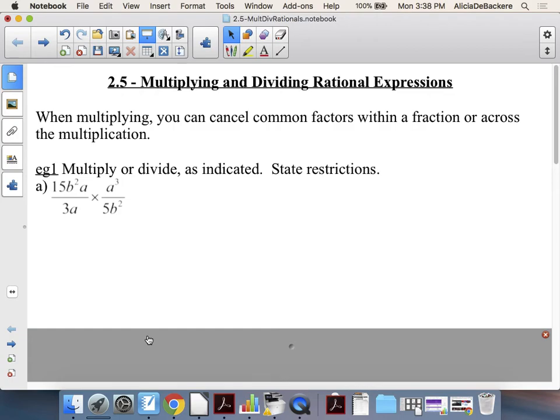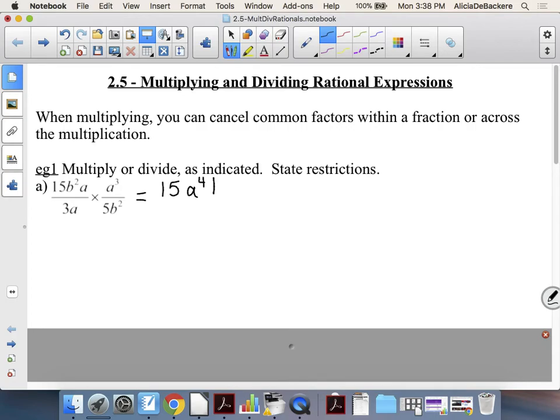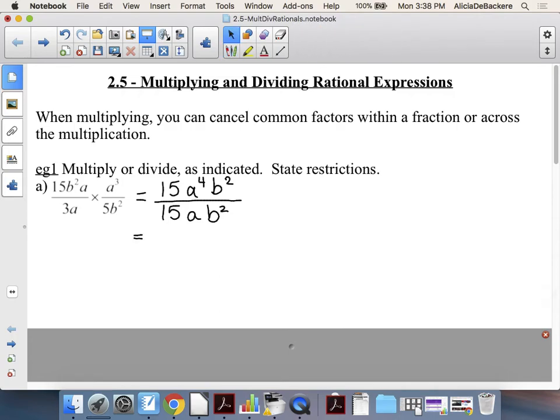I could just multiply straight across the top. And I'm changing it so that it's in alphabetical order. I had an a times an a cubed, so that's actually 4 a's being multiplied together. And then multiplying straight across the bottom, because that's how I multiply two fractions. I multiply the coefficients first, 3 times 5, and then there's an a and a b squared. And then from here I could start to reduce to lowest terms or cancel common factors on the top and on the bottom.